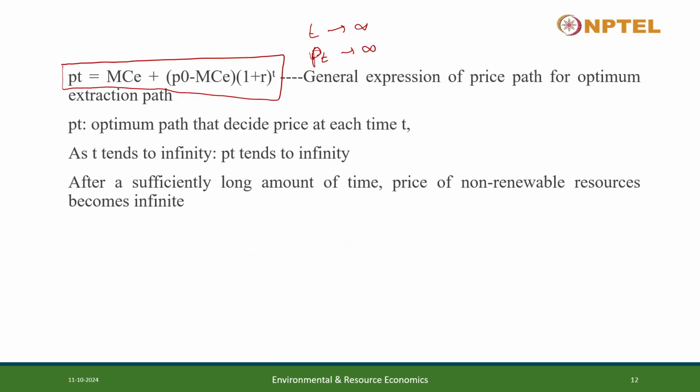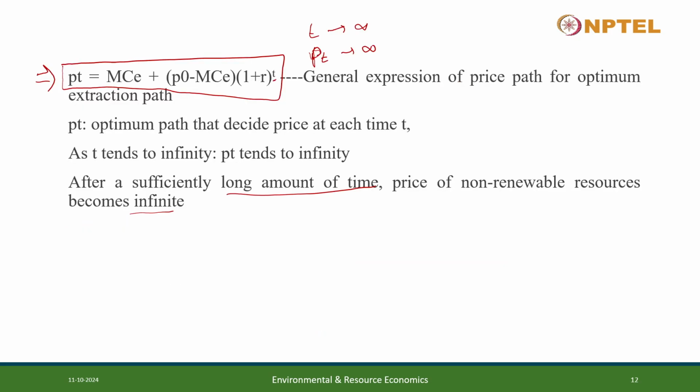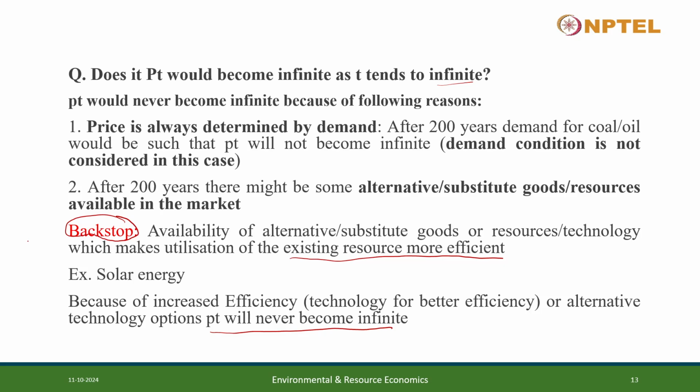Okay. So now from this equation, let's say that we have the general expression, right? In this equation, we have PT. As T tends to infinity, my whole term tends to infinity. So indirectly, it is saying that after a sufficiently long amount of time, the price of non-renewable resources will become infinite. Will the price of coal after, let's say, 100 years be infinity? Does PT become infinite as T tends to infinity? The answer is no, and there are two reasons which we have stated. First, the current expression which we have derived only considers the supply condition. The demand condition is not considered, and price is always determined by demand. So it will not become infinity.